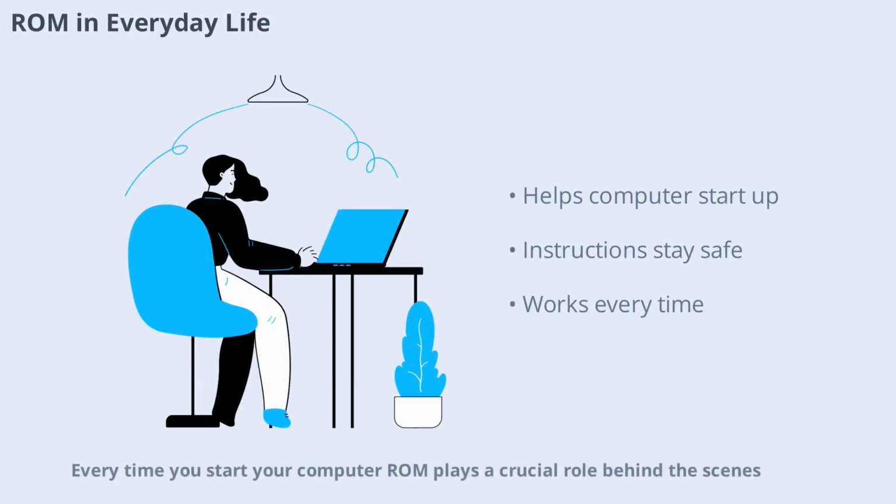Every time you start your computer, ROM plays a crucial role behind the scenes. It holds the instructions that help your computer check its hardware and load the operating system. Even if you unplug your computer or lose power, the information in ROM stays safe and ready for the next startup. This reliability makes ROM a vital part of every computer system.